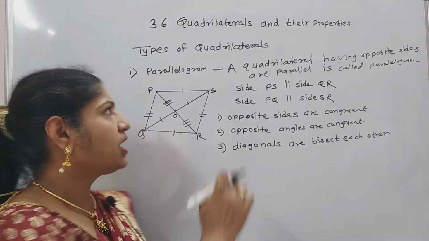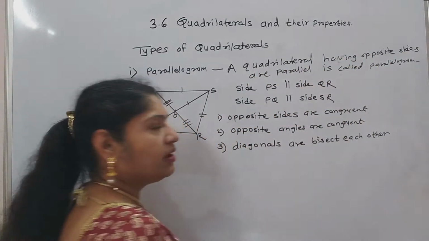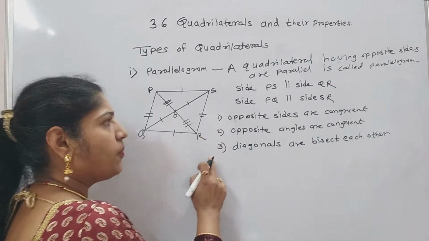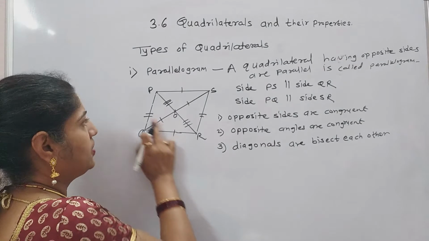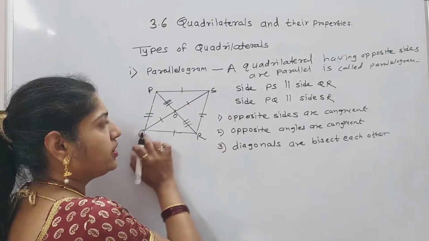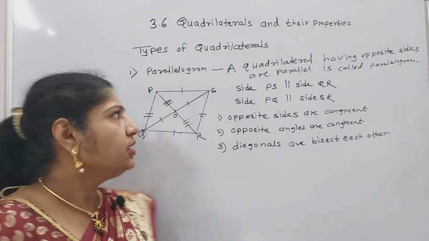Now, what is a parallelogram? A quadrilateral having opposite sides parallel is called a parallelogram. Main properties of parallelogram: opposite sides are congruent, opposite angles are congruent, and diagonals bisect each other.